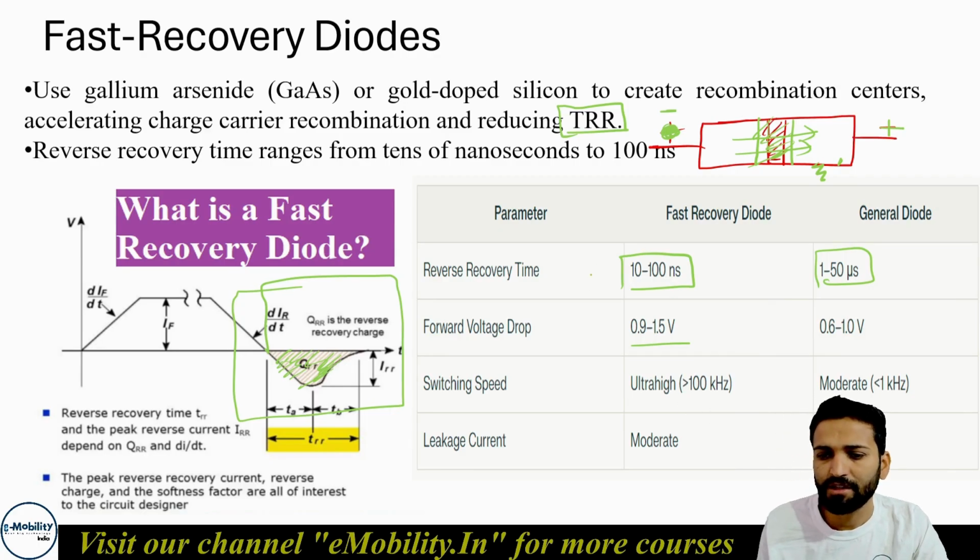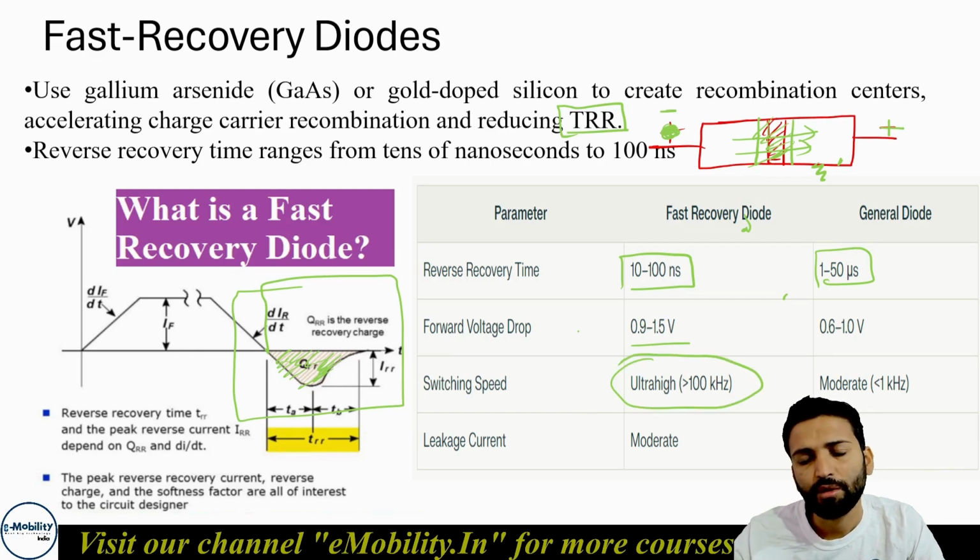So why are fast recovery diodes used? They are used for very high frequency switching. If a device or power electronics converter is working at, say, 100 kilohertz of operating or switching frequency, then we require a fast recovery diode, because with 100 kilohertz we need all the switching to be done within a few tens of microseconds. And for moderate frequencies, if we are working in a motor drive system or in a basic rectifier or converter, then we can go with a general purpose diode.